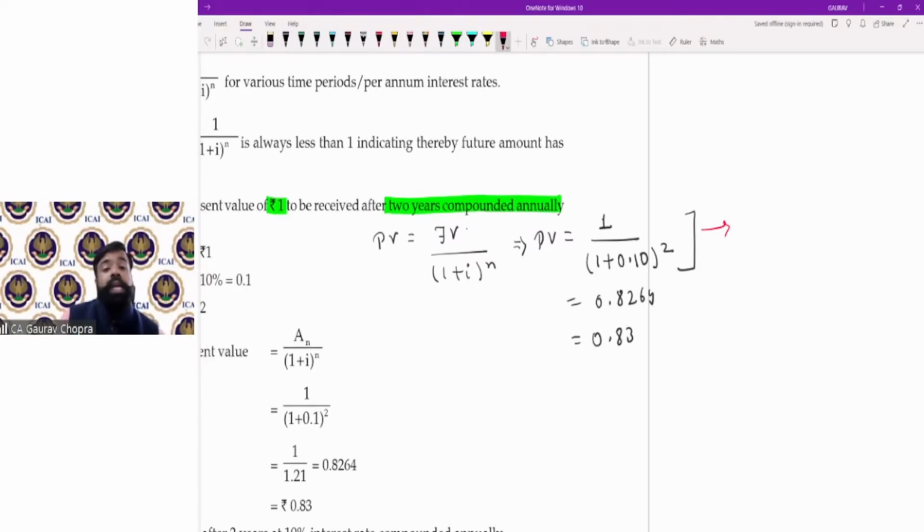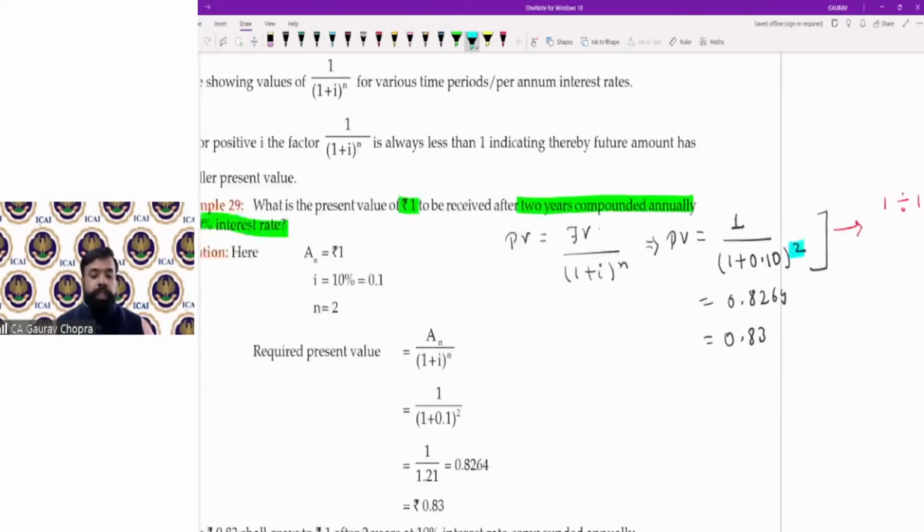इसको कैलकुलेटर पे कैसे सॉल्व करना है? Just do 1 divided by 1.1 and then press equal to 2 times. Power is 2, press equal to 2 times. यहाँ पर आपको 1 time कम press नहीं करना है because it is division. So if power is 2, equal to will also be 2 times. So 1 divide 1.1 equal to, you will get power 2. Okay. So this is the easiest method to calculate the present value.